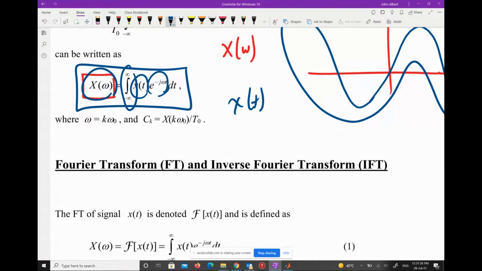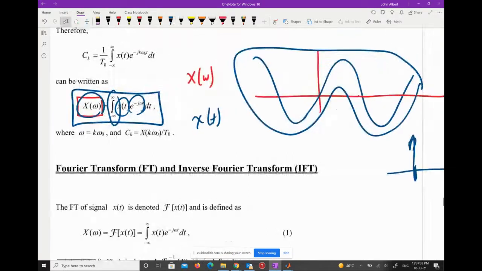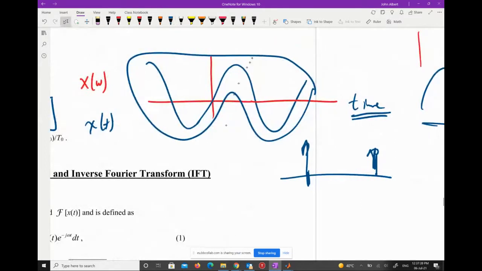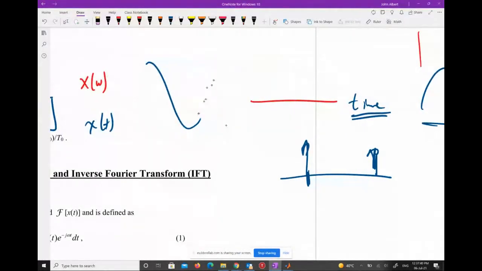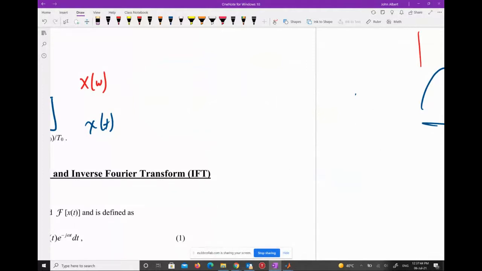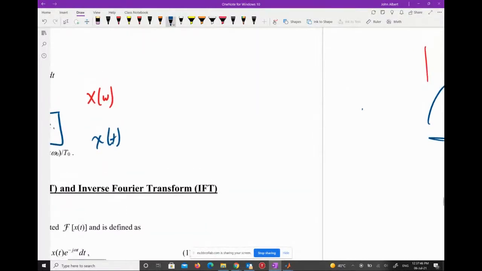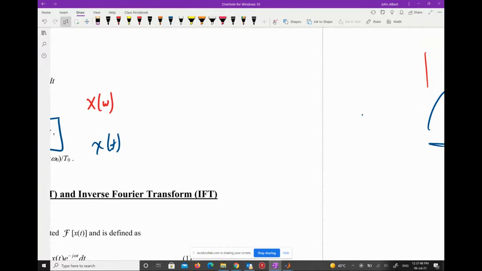Okay? Right. So what is X of omega, as I mentioned? It's the spectrum. It basically tells you what the contents of the signal are versus frequency. As you will see later, inshallah, I'll talk in more detail about the Fourier transform later, okay? But just for your information, if you have a signal that looks like a cosine, for example.